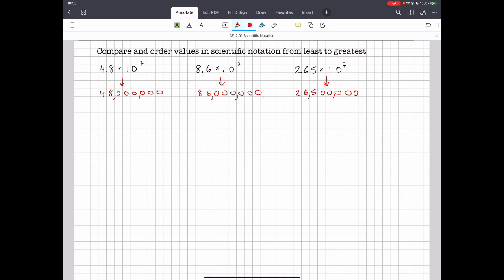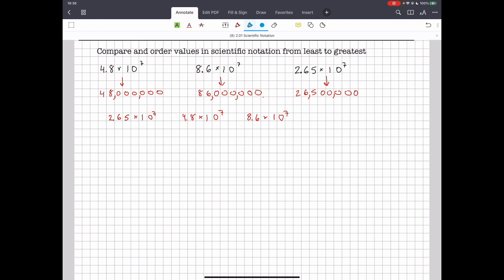So our smallest one is obviously the 2.65 times 10 to the 7th. Then it would be 4.8 times 10 to the 7th, and 8.6 times 10 to the 7th. Now, that's a last resort type option that we want to do for this. There's a much easier way, but it involves us using our observation skills. So here's how I could have done this problem much quicker.